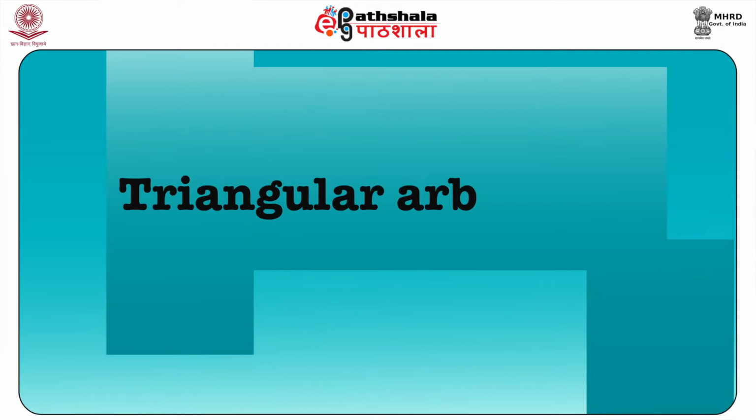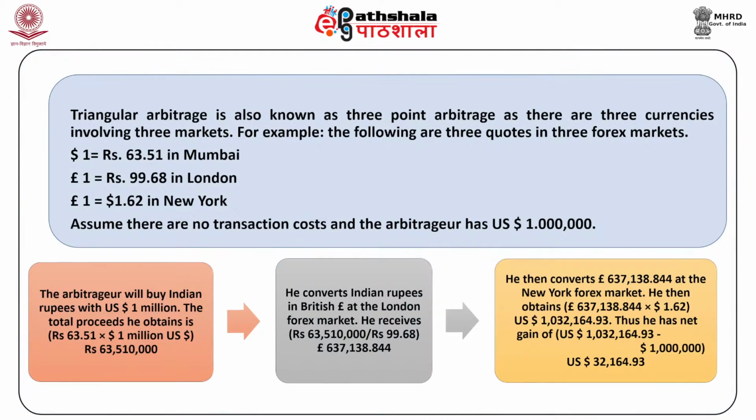Then there is triangular arbitrage. Triangular arbitrage is also known as 3-point arbitrage, as there are 3 currencies involving 3 markets. For example, there can be these 3 quotes in 3 exchange markets. $1 is equal to rupees 63.51 in Mumbai, 1 pound is equal to rupees 99.68 in London, and 1 pound is equal to $1.62 in New York. Assuming that there is no transaction cost and the arbitrator has 10 lakh US dollars.